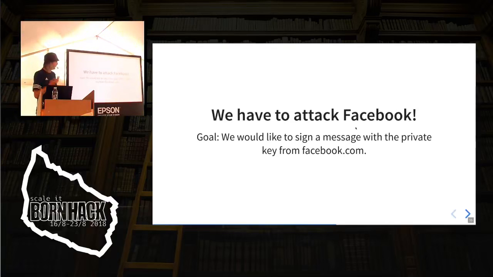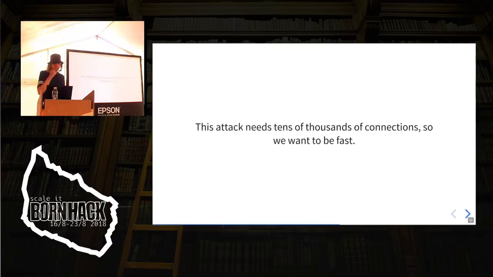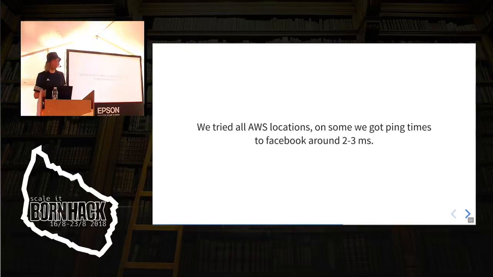I reached out to a friend, Rsa, because I knew he had been doing research on Bleichenbacher attacks before, and together we tried to implement this attack. This attack needs several thousands of connections, so we needed it to be fast. One thing we did is we tried all the AWS locations and figured out, okay, if we use the US West Coast location on AWS, we get ping times down to between 2 and 3 milliseconds, which is very nice. This accelerated our attack a lot.